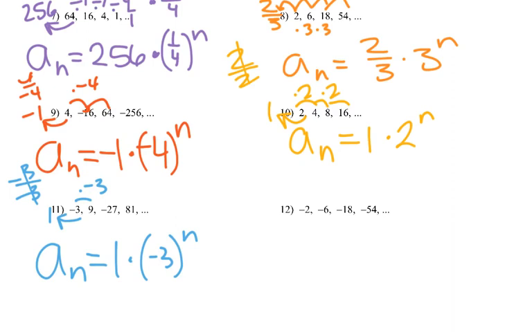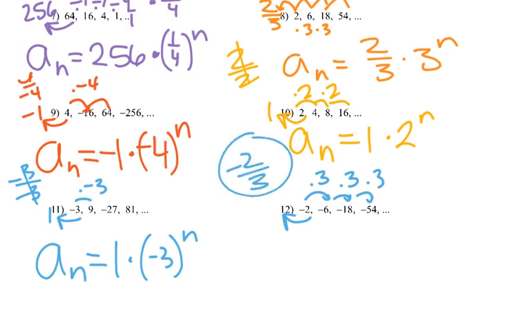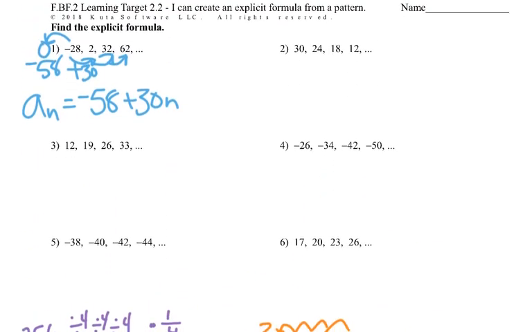Okay, number 12, negative 2, negative 6, negative 18. So they all stay negative. So I'm multiplying by a positive 3 in this case, repeatedly. Going backwards, negative 2 divided by 3 is negative 2/3 or negative 0.6 repeated. So whether I do it with a decimal or a fraction, it doesn't matter. So negative 0.6 times 3 to the n. Works either way.